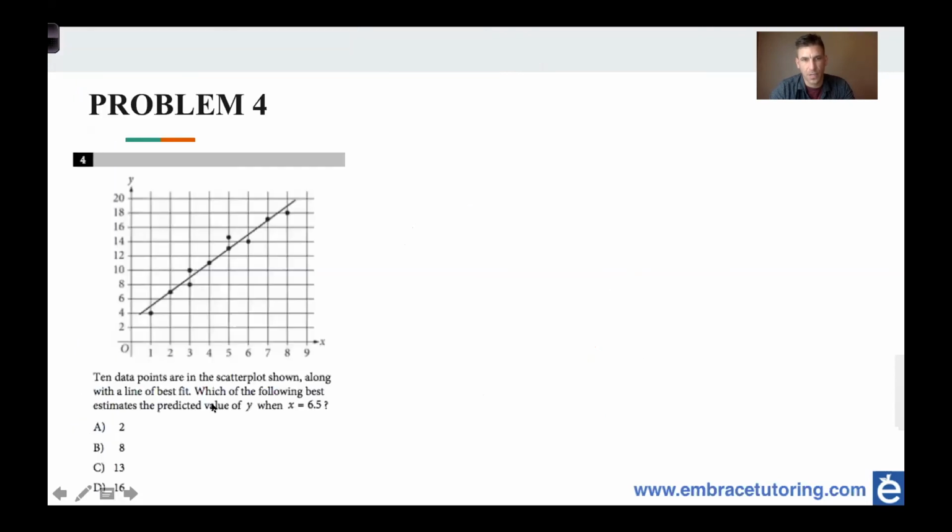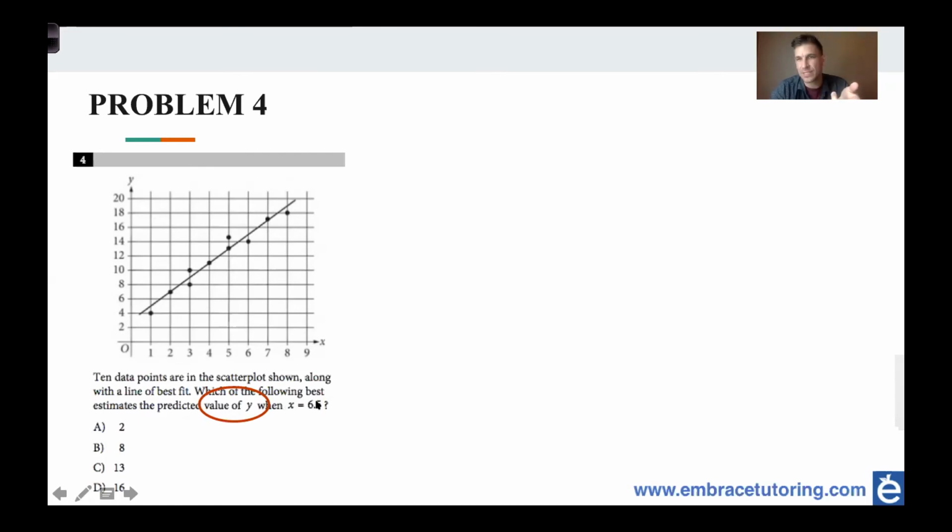Okay, good. For this type of question, whenever I see problem 4, right, and here I have a graph, it says 10 data points are in the scatter plot shown below along the line of best fit. Line of best fit, whenever you see something that's straight, that's a quick y equals mx plus b. It says which of the following best estimates the predicted value of y when x equals 6.5.